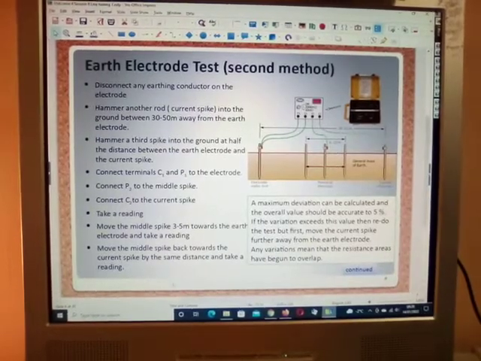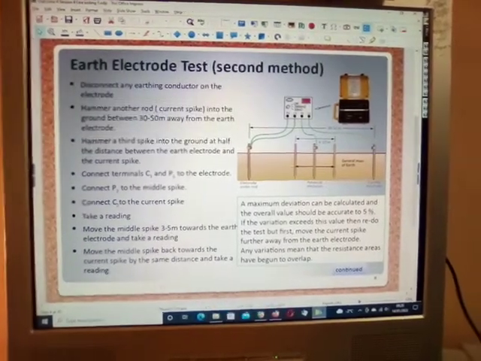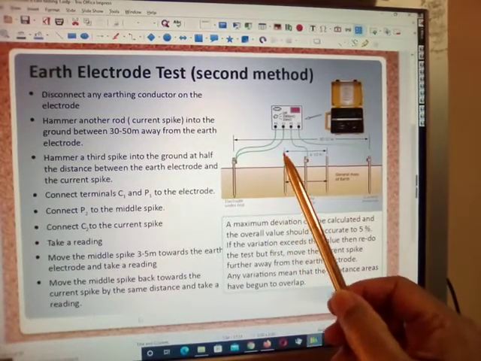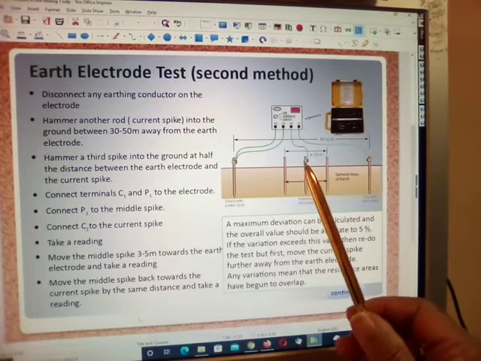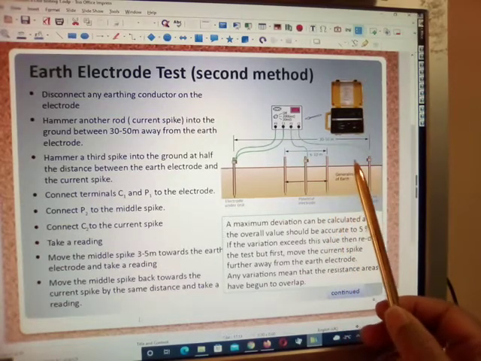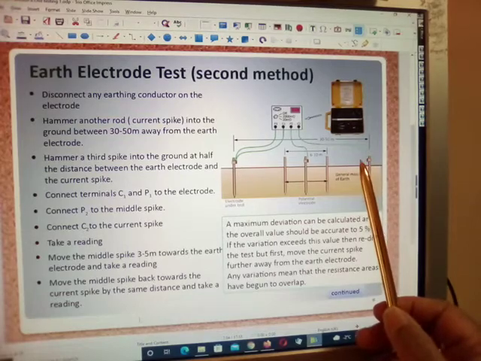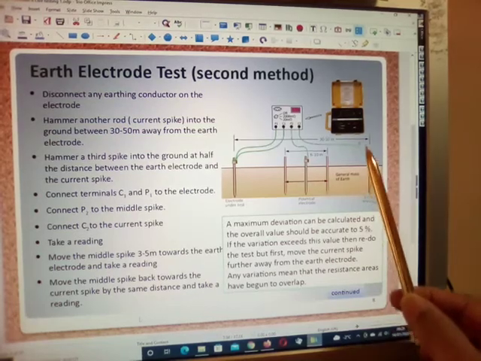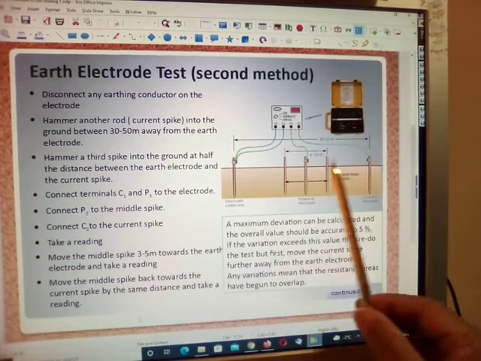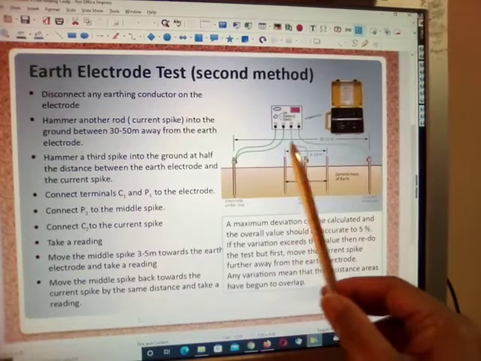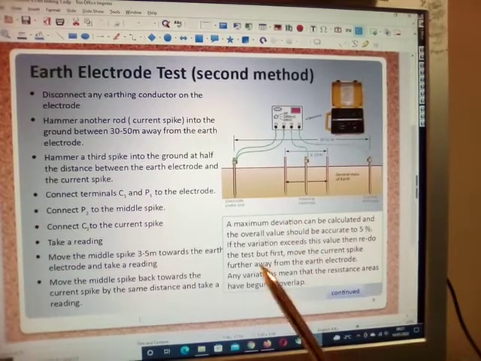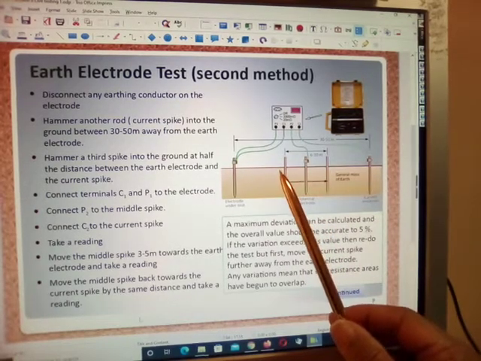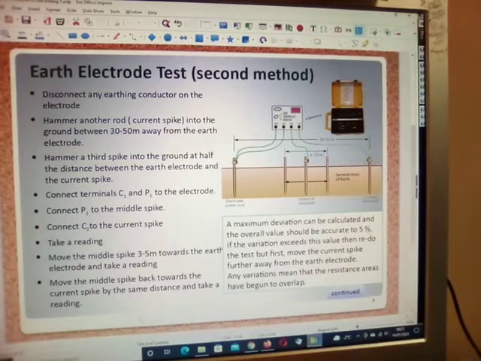And again here we have the earth electrode test second method, and you can see here that various distances of the electrode have been moved around to get the best earthing possible. Okay, so bear that in mind. You may well need to move it, and plus you may need to drive it further into the ground. Now remember also that the resistance when it's wet in comparison to when it's dry will also be different.